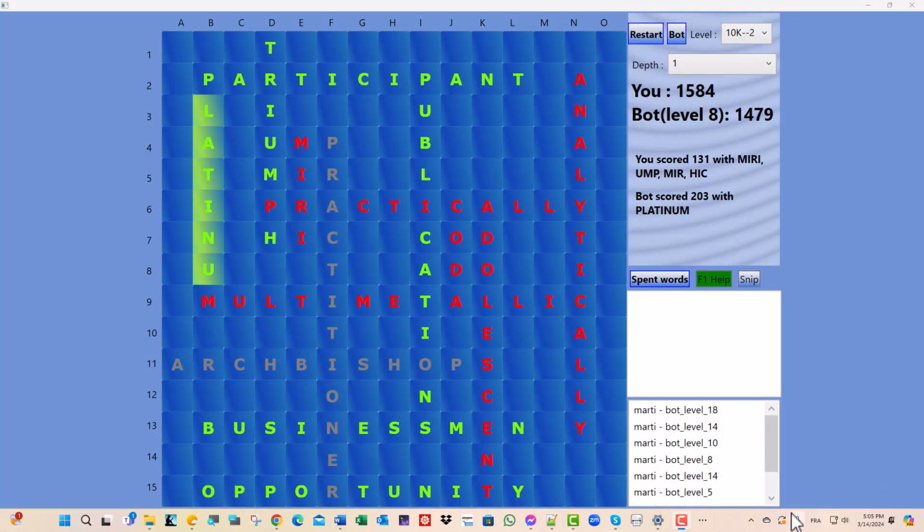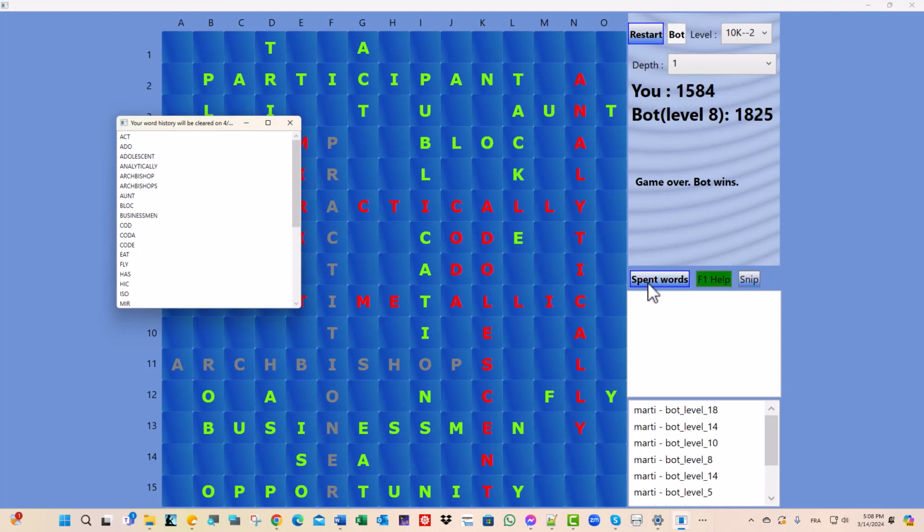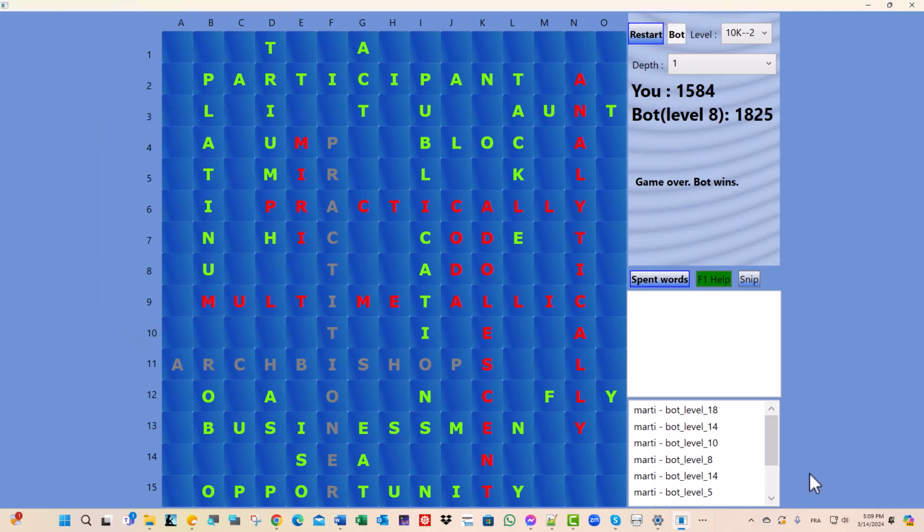So now I will let the bot play till the end of the game. So we've reached the stage that no words can be made any longer. The board is saturated and the bot wins. Spent words shows all the words that have been done in this game and previous games, and on what condition the vocabulary can be refurbished and refreshed is beyond the scope of this video. Hope you will enjoy FreeWord in the future.